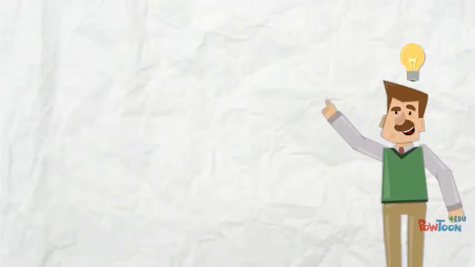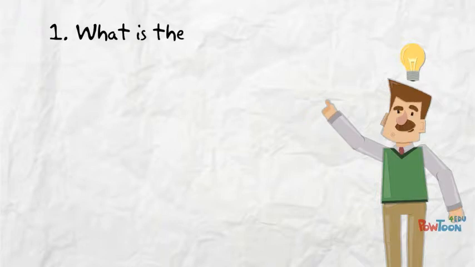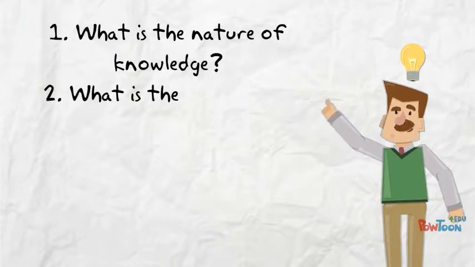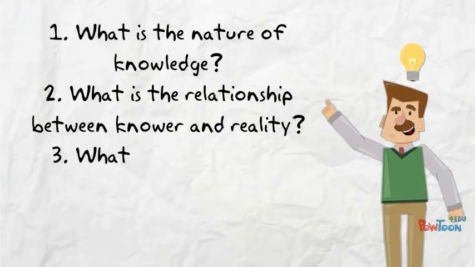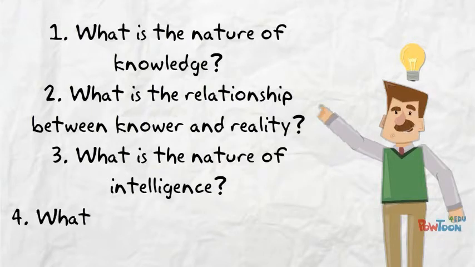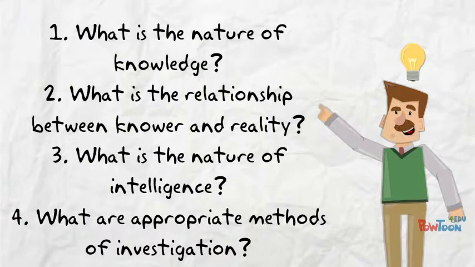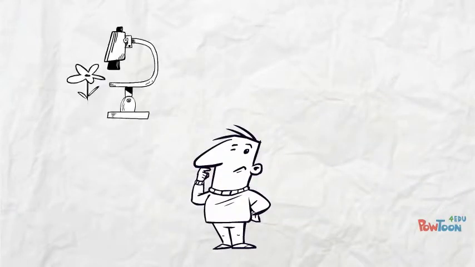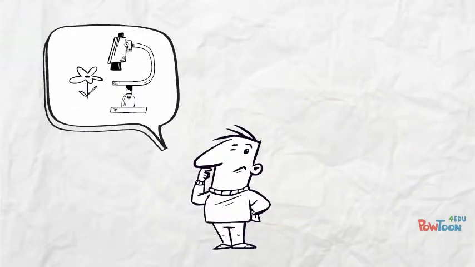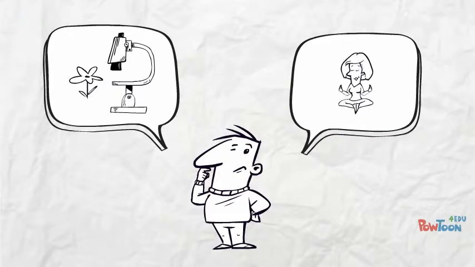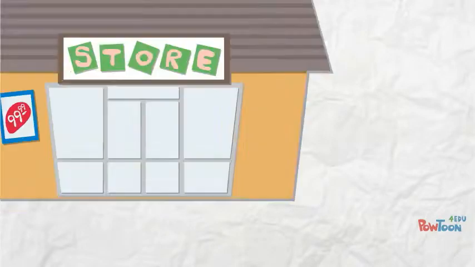Piaget approached his study of learning about intelligence with 4 questions. What is the nature of knowledge? What is the relationship between knower and reality? What is the nature of intelligence? And what are appropriate methods of investigation? In his view, biology provided the answer to the nature of intelligence, and psychology addressed the issue of the appropriate methods of study.